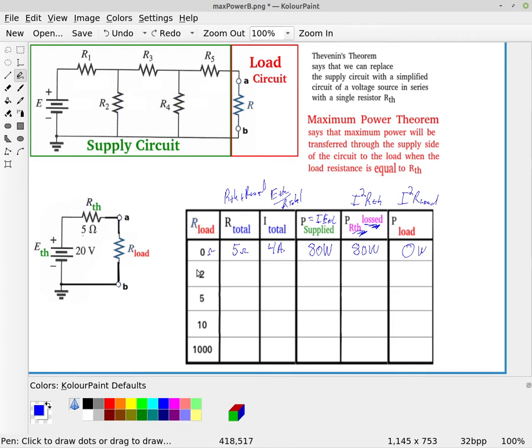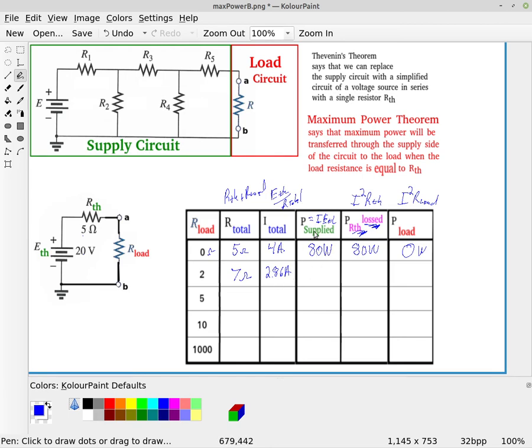So let's take a look at a case where we actually have some resistance now. Let's say that the load resistance is 2 ohms. If that's the case, then our total would be 7 ohms. And so 20 volts divided by 7 ohms would give me 2.86 amperes.